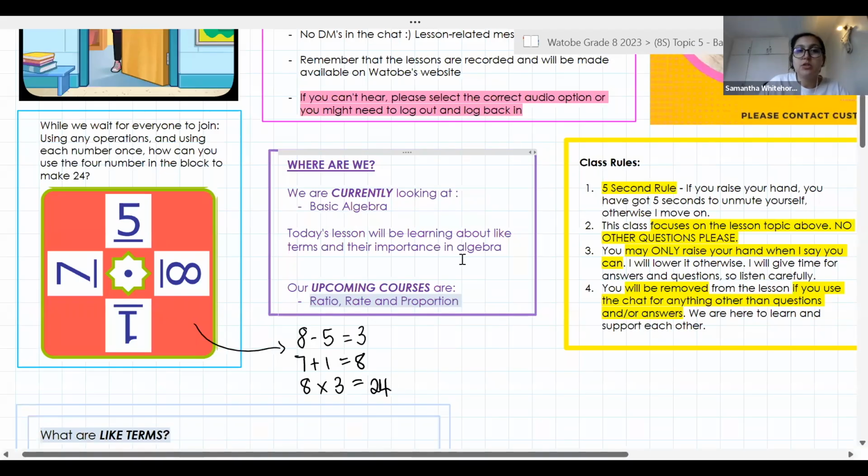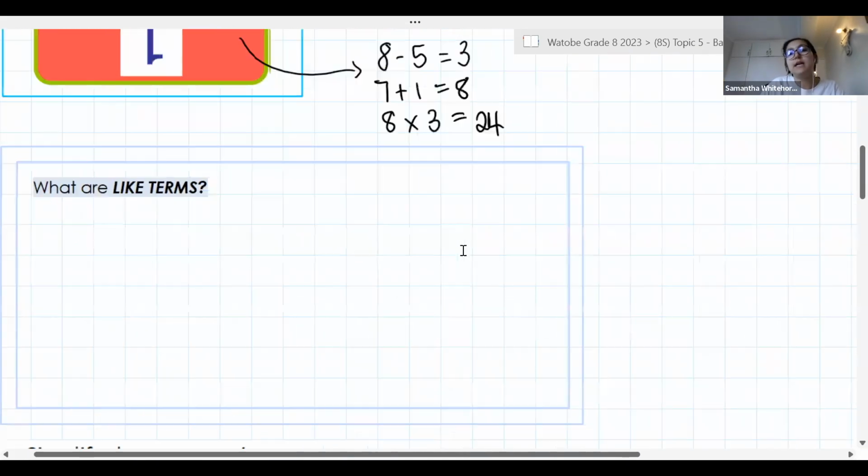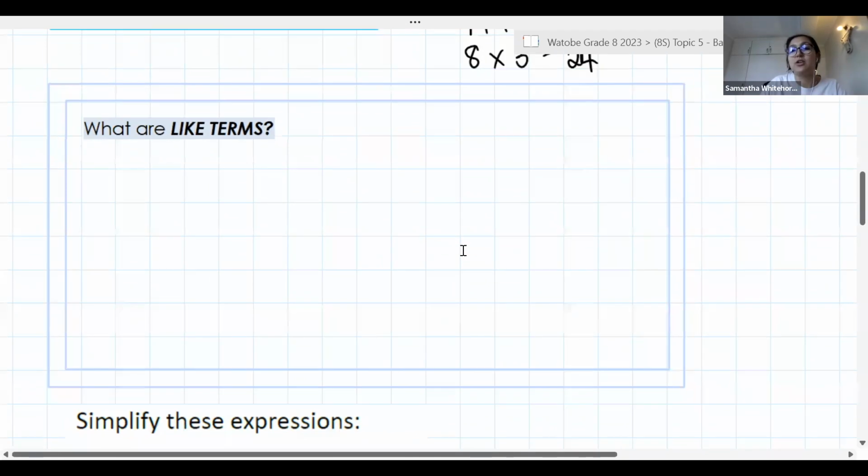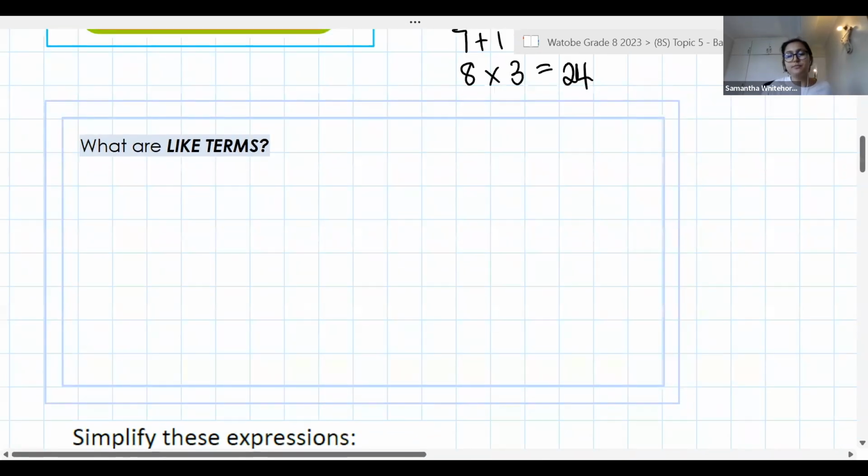Guys, so let's do some algebra. Today, like Yolanda said, we are looking at like terms in algebra. My first question to you is, and you can raise your hands at this point if you would like to, what are like terms? How do I identify them? What do I look out for when I want like terms?